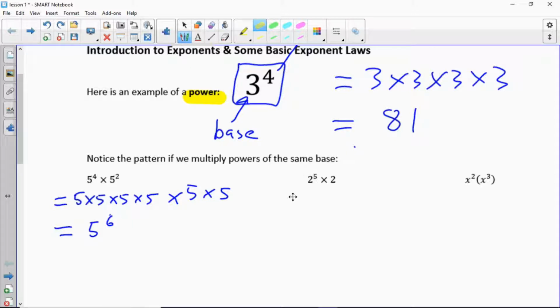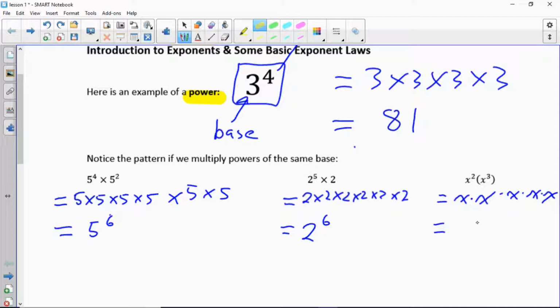Let's look at 2 to the power of 5 times 2. 2 to the power of 5 is 2 times 2 times 2 times 2 times 2. And then multiply that by one more 2. And sure enough, we get 2 to the power of 6. 1, 2, 3, 4, 5, 6 2's there. Finally, with our x's, x squared is x times x. Times that by x cubed, which is x times x times x. And if I take a look at this one, those dots mean multiplication, by the way. I'm multiplying 5 x's together, which can also be written as x to the power of 5.